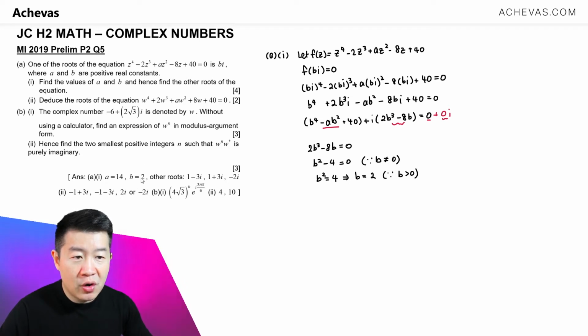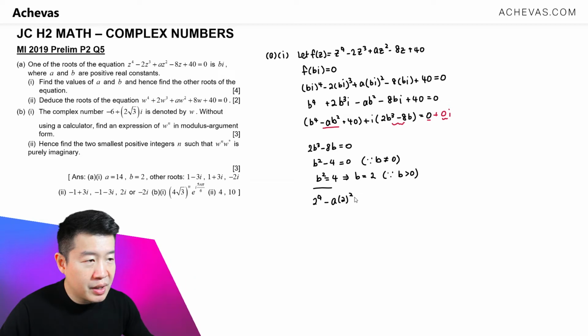So we have solved for b. Let's try to solve for a. So I'm going to substitute this back into here. So using this, it is going to be 2 to the power of 4 minus a times 2 to the power of 2 plus 40. This is equal to 0. This can help us to solve for a, which is going to be equal to 14.